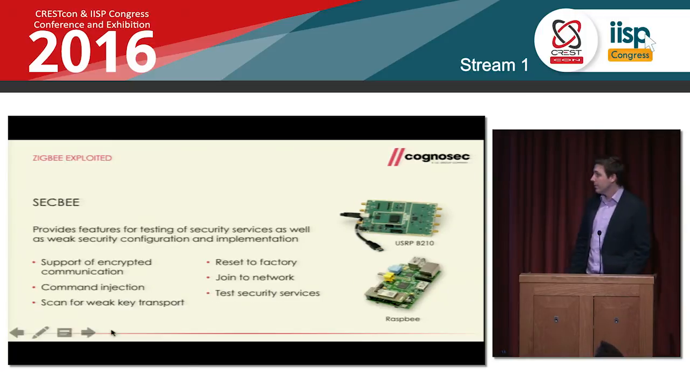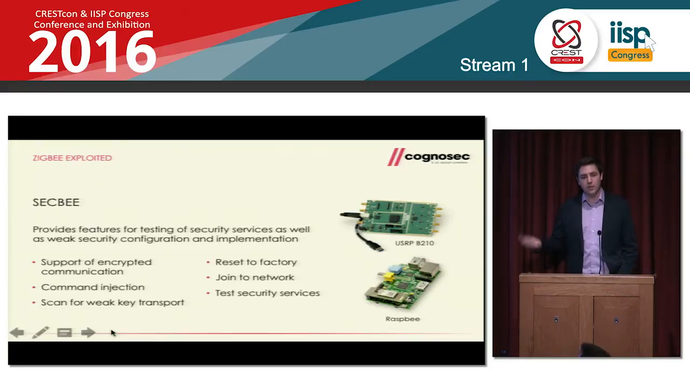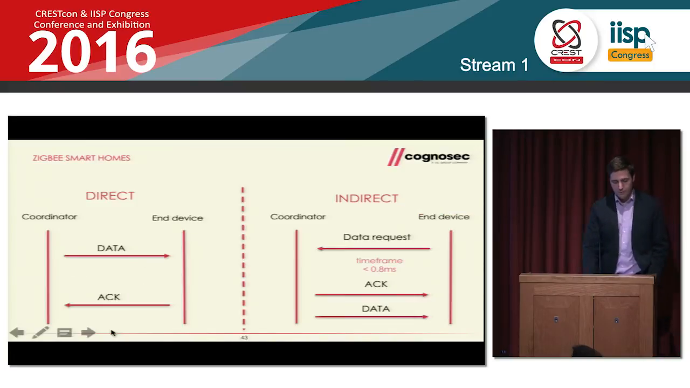So what are we supporting at the moment? You can inject commands into networks. You can decrypt the communication on the fly. You could scan for the weak key transport. Join networks, and just do scanning and mapping for ZigBee devices.